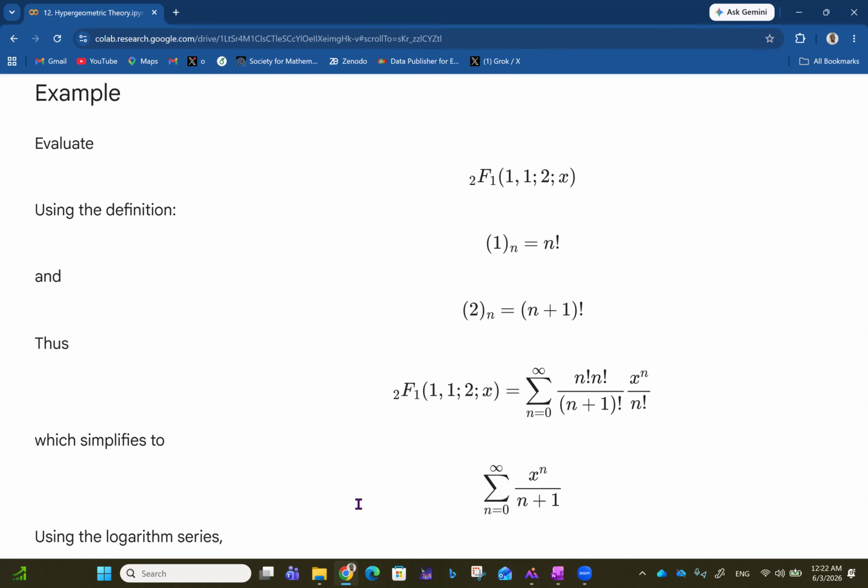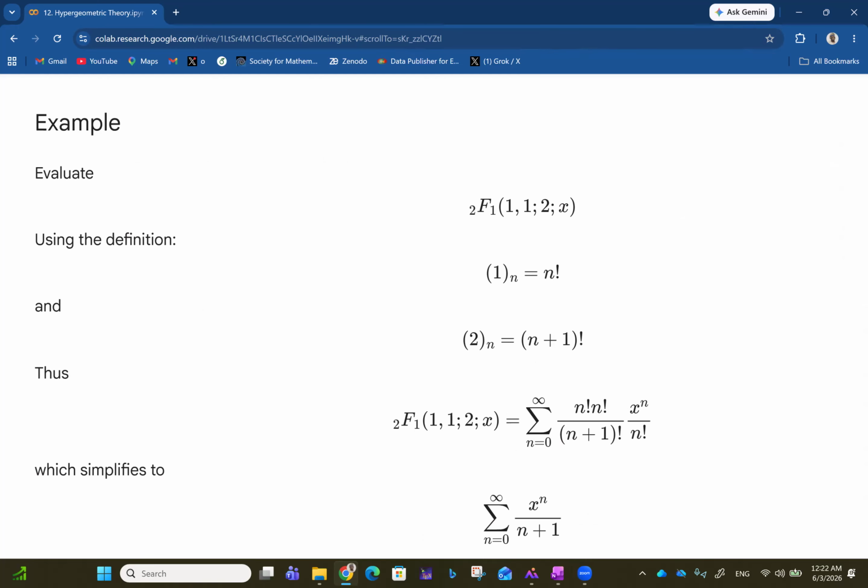Then we have an example here. If you need to evaluate 2F1(1, 1; 2; x), that means a is 1, b is 1, c is 2. So using the definition, we know 1 sub n is n factorial. 2 sub n will be n plus 1 factorial. Okay, you do this up to n, right? So 1 sub n is n factorial, 2 sub n is n plus 1 factorial, and so on.